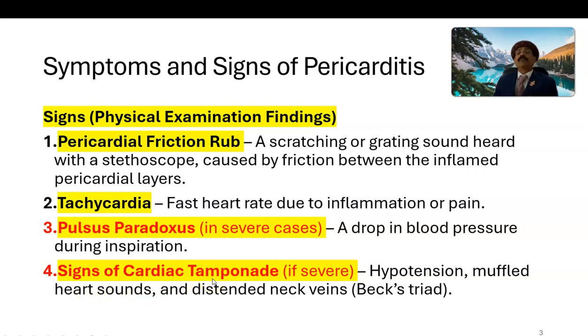In severe cases of pericarditis, there may be a complication. There may be acute accumulation of fluid or blood inside the pericardial cavity. So there will be compression of the heart by the fluid, particularly if it is blood, and it may compress the right atrium, which may lead to hypotension, muffled heart sounds, and distended neck veins. We call it Beck's triad.